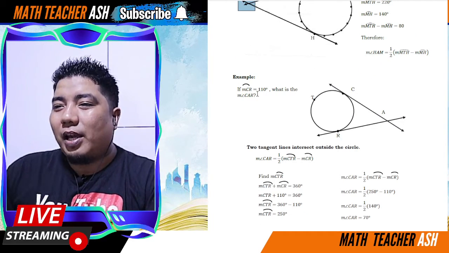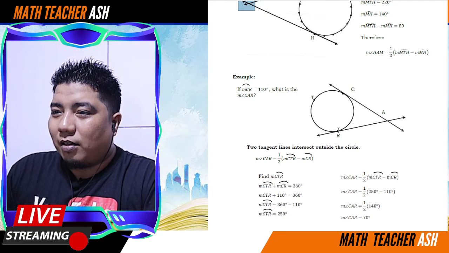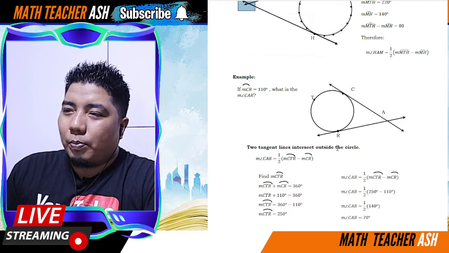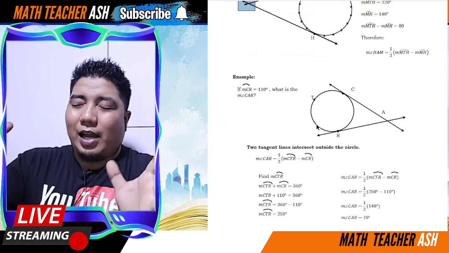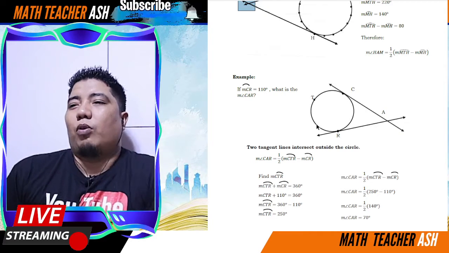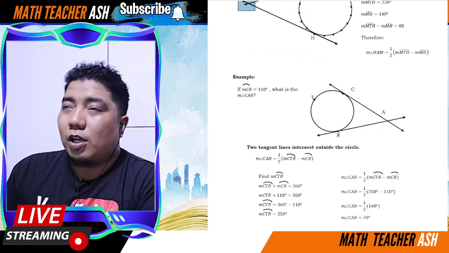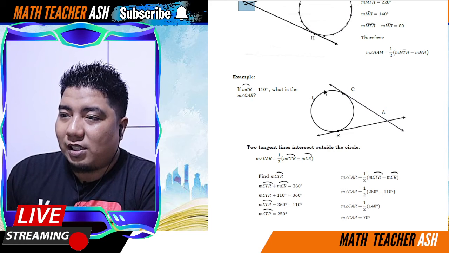Now, another example here. The measurement of arc CR. CR, ito yon, maliit. 110. So, what is CAR? So, bakit hindi ito binigay dito? Of course, dahil ito ay buong circle na, right? Ang kinakain ng dalawang tangent. So, if this is 110, so ima-minus mo lang sa 360, so that will give you 250. So, 250 ito. Ito si CTR.